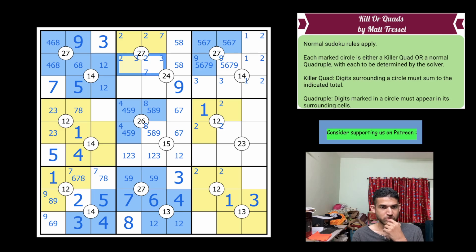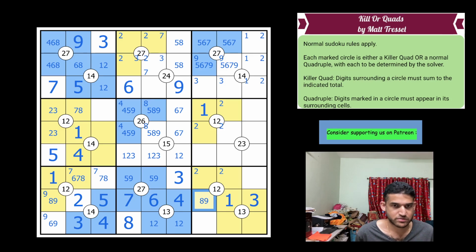So what do I do next? Okay, I have a 6 here. I have a 6 here. So 6 would be in these two cells, and that is instantly reduced. 6 goes here. Row 8, this is 8 or a 9. What do I have here?